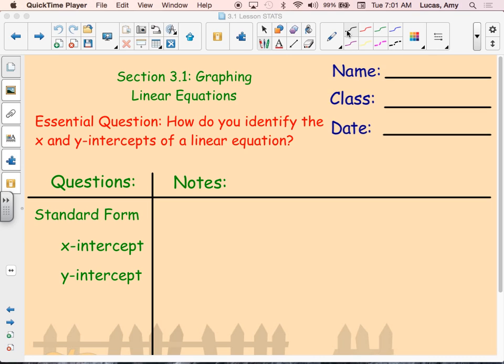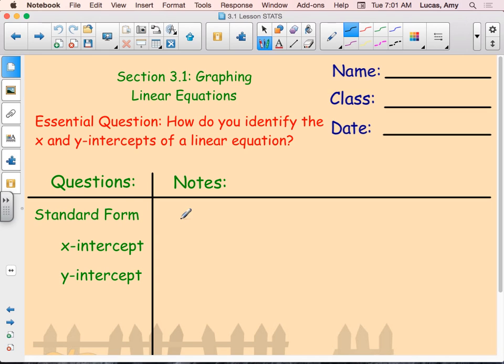Standard form for a linear equation looks like this. And we use standard form to find the X and Y-intercepts and then draw the graph for an equation. So this is a second method for graphing. Instead of making a t-chart where we plug in values for X and solve the equation for Y, we are going to find the X and Y-intercepts and use those 2 points to graph our line.